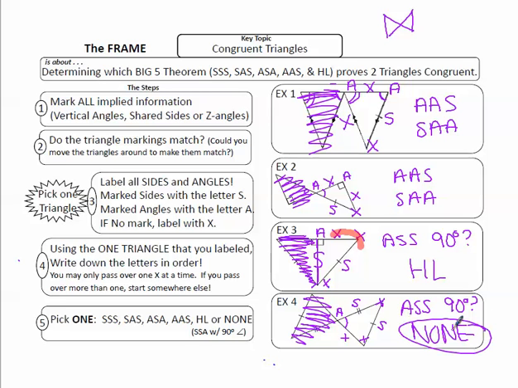If there's no 90-degree angle, I can't cuss in geometry. Only if it's the right ass I can say it. Okay, any questions?